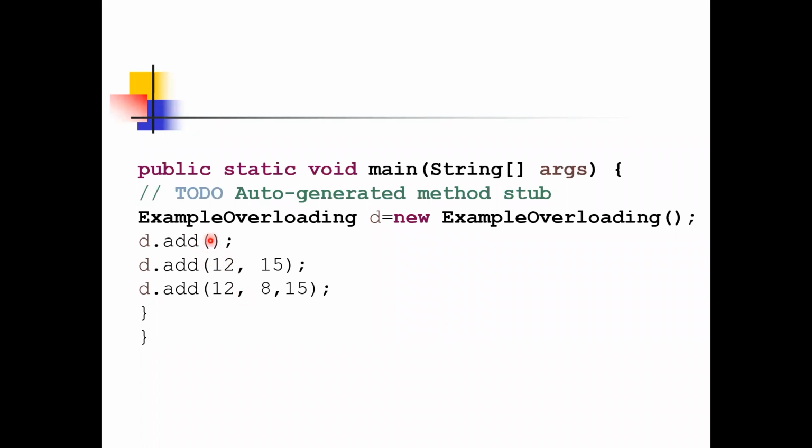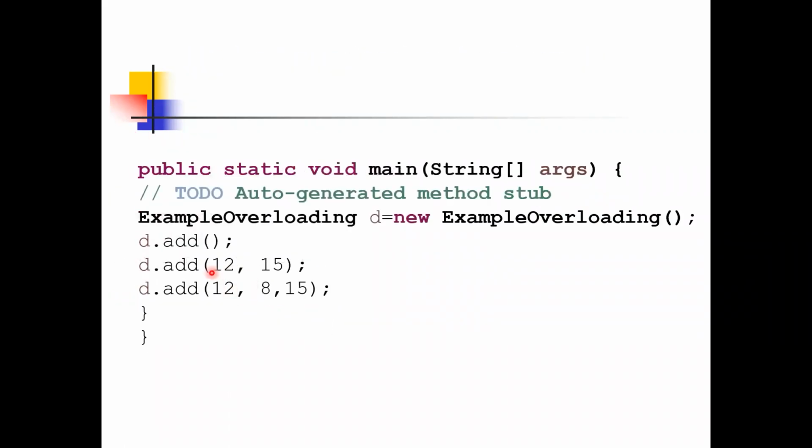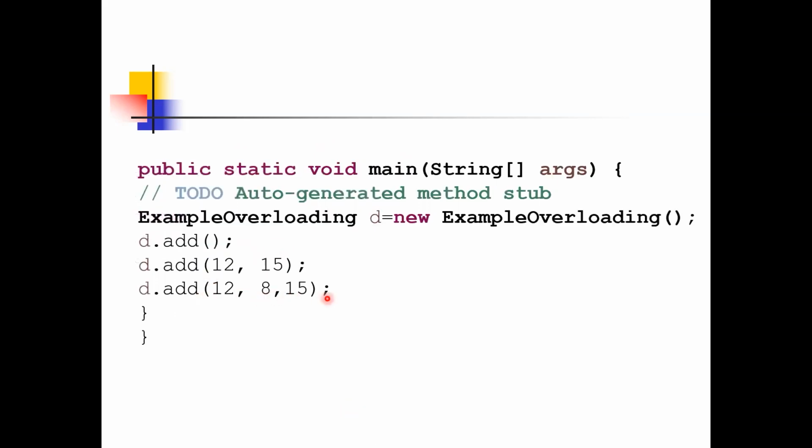In the first one, there was nothing inside the brackets, so we will not give anything here. In the second method, we have given int A and int B. So here, directly, we have given the values 12, 15, because we are not using input from the keyboard. If you want to use input from the keyboard, then we have to mention here to enter the values. But we are not using it. We are just passing the values here. Okay, 12, 15. And the next one has A, B, D, three values. We just pass three values 12, 8, 15.